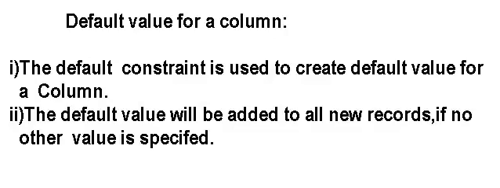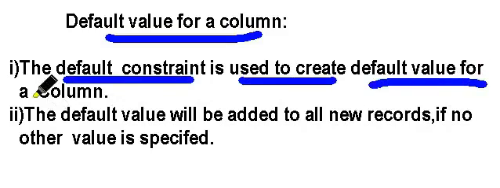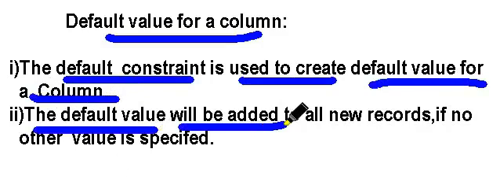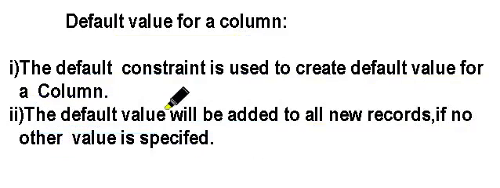My name is Mohsin. In this session, we are going to learn about default value for a column. The default constraint is used to create a default value for a column. The default value will be added to all new records if no other value is specified. Let's see it practically.